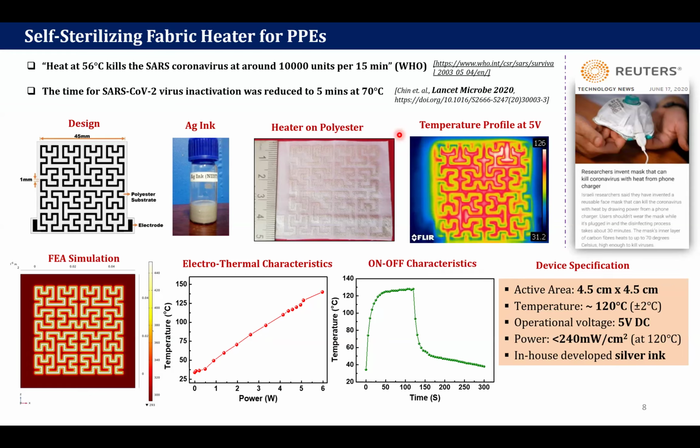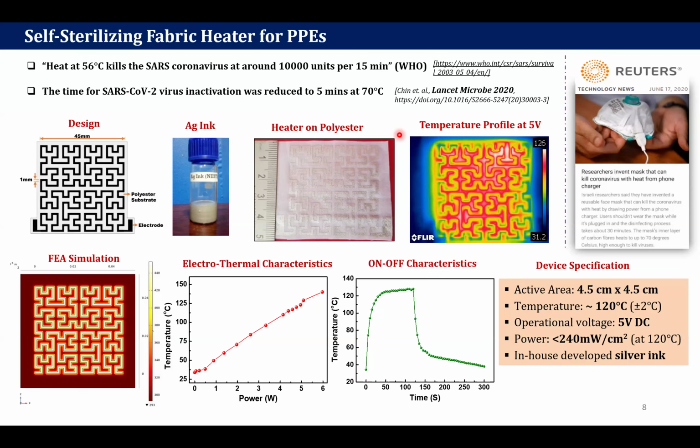And these carbon fibers were able to give a temperature of around 70 degrees Celsius, that too within 30 minutes of time. That means if you are continuously supplying a 5-volt bias, in 30 minutes the surface of these carbon fibers will reach a temperature of 70 degrees Celsius.